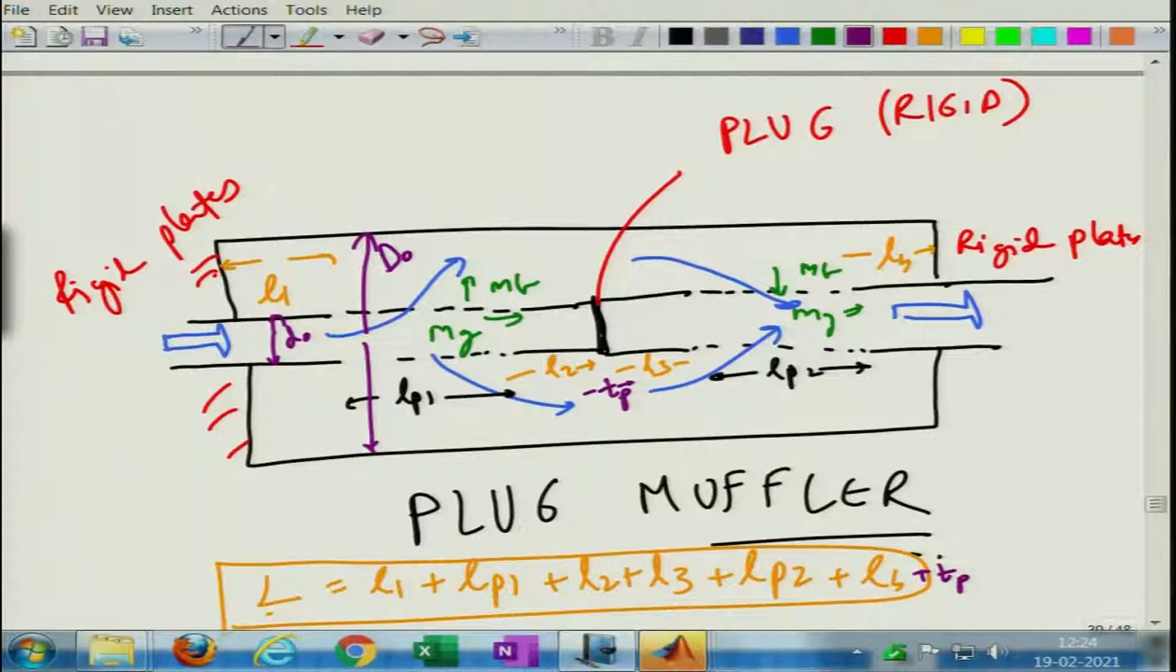You will see the transmission loss of such a configuration would be better than your simple expansion chamber, and it would be somewhere intermediate compared to the ECTR, that is your extended concentric tube resonator. I say intermediate because it definitely produces much more attenuation compared to an ECTR, but at the same time there are more troughs and dips. So, let's analyze such a configuration.